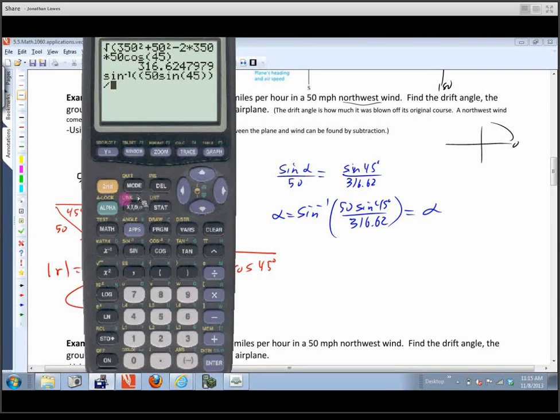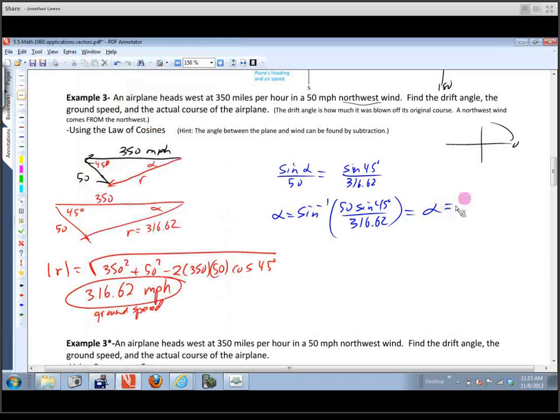So I'll delete that, and I'll put that last answer in there, close the parentheses, and see what we get. So alpha is 6.41, okay? Now, this right here, this is the drift angle. This is how much it's been blown off course. But it also asks for the actual course of the airplane.